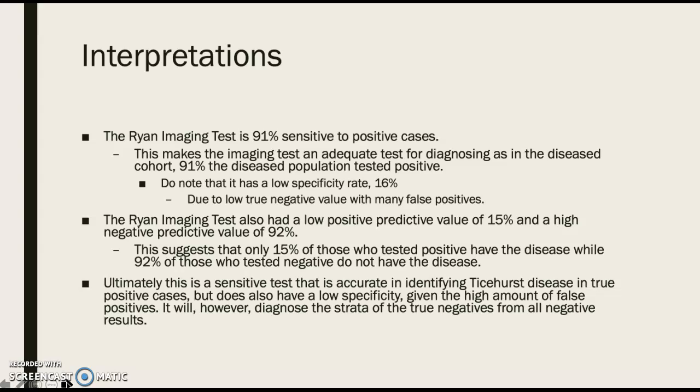Furthermore, the Ryan imaging test also had a low positive predictive value of 15% and a high negative predictive value of 92%. This suggests that only 15% of those who tested positive for the disease actually had the disease, whereas 92% of those who tested negative truly did not have the disease.